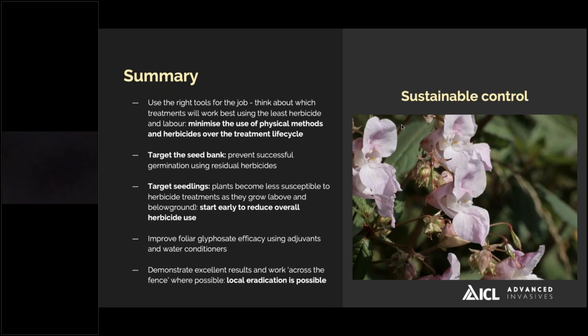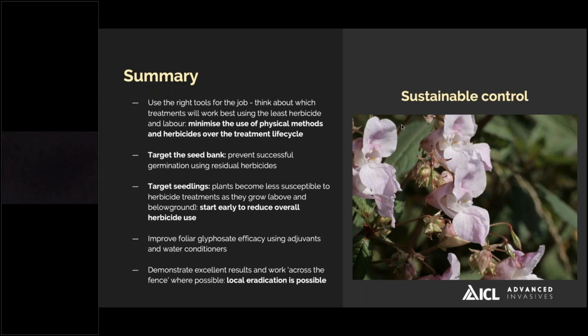Now, ultimately, what you want to be doing is reducing your overall costs and delivering more. Target the seed bank, prevent successful germination using residual products, and then you've got a job of spot treating rather than repeat applications over large areas. Target the seedlings where possible, so plants that are less susceptible to herbicide treatments early in the growing season. So start early to reduce overall herbicide use.